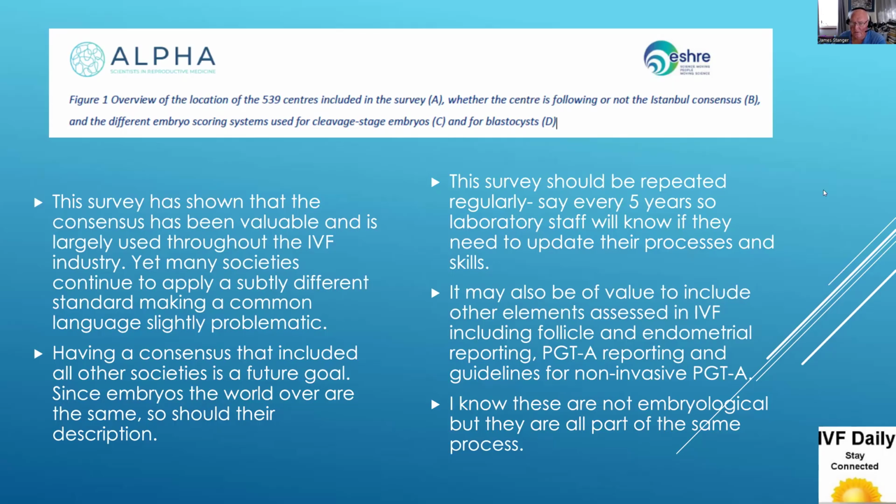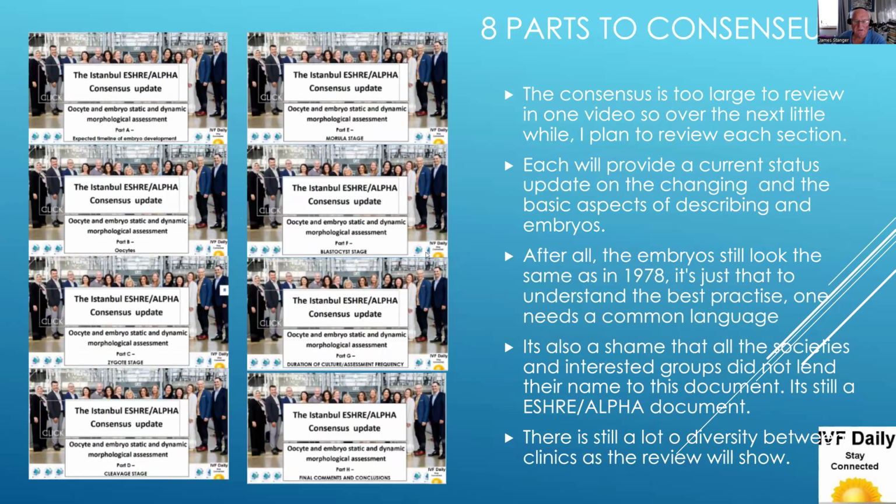It might also be valuable to include other elements assessed, including follicle and endometrial reporting, and PGT-A reporting, where I know there's been a lot of concern about the variations in how embryos are being labelled as mosaic, and guidelines for non-invasive PGT-A, which I think is going to become really critical in the next 10 years, particularly with RNA analysis. I know these are not embryological, not part of the initial brief, but they're all starting the same process.